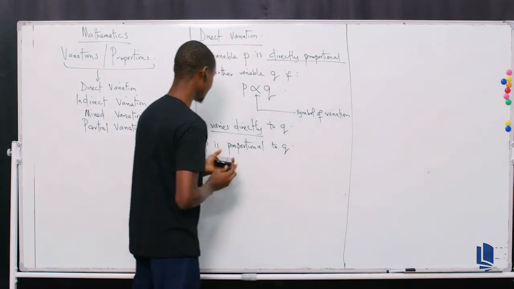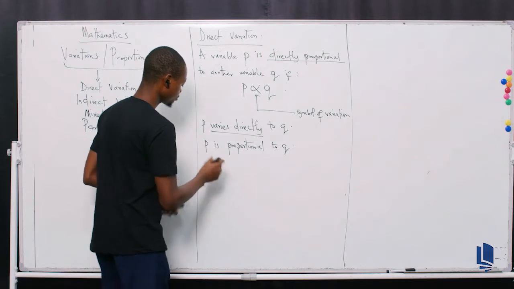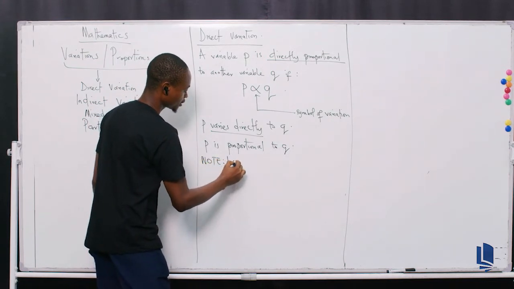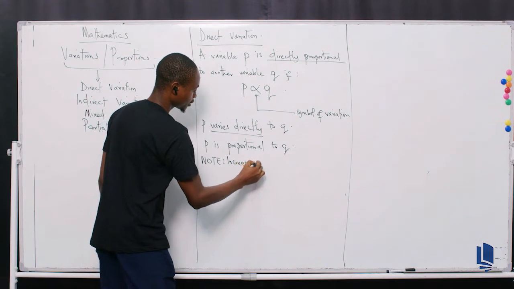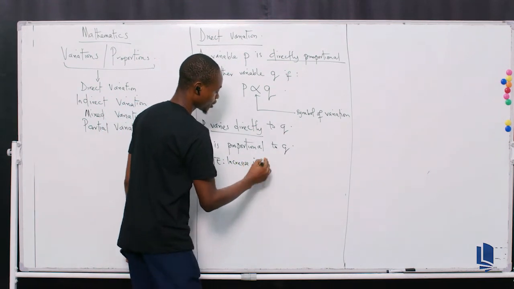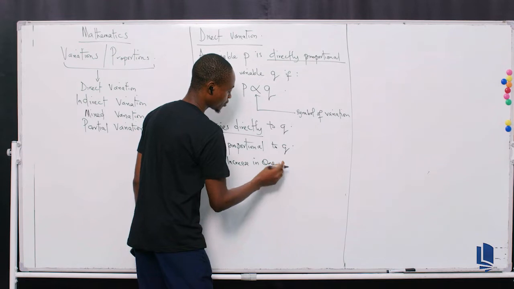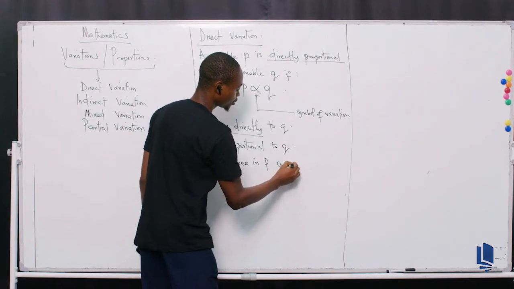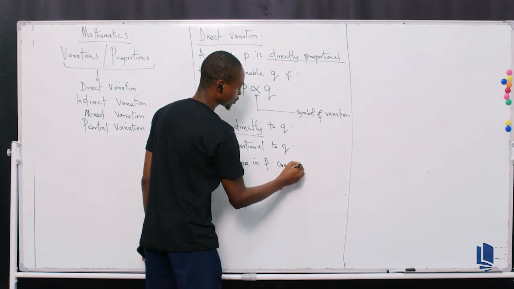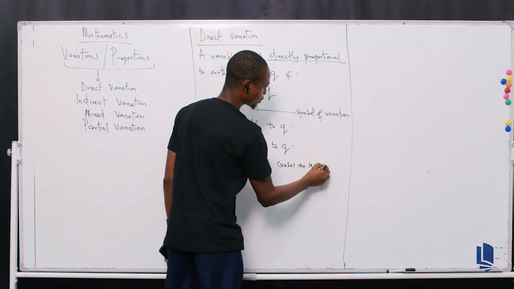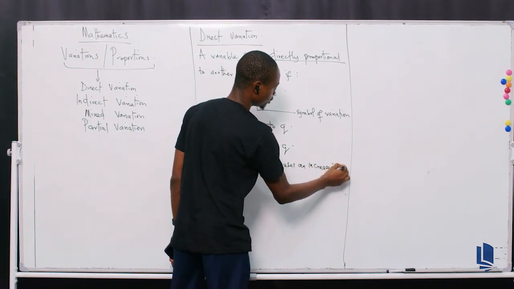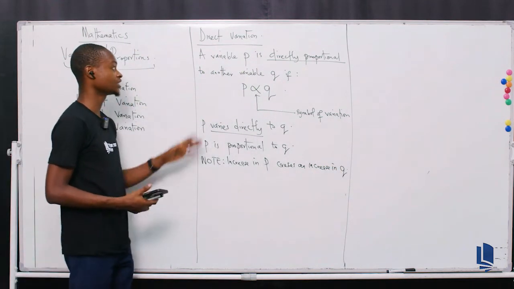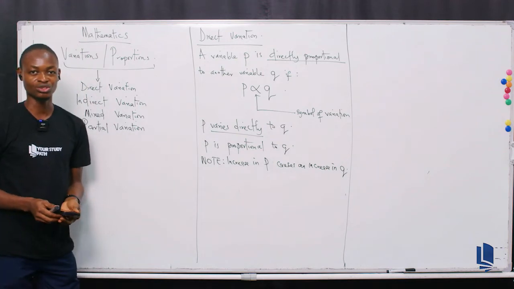So I'll write it as a note. Increase in one parameter, or let's use P, increase in P causes an increase in Q. So always keep this in mind as far as direct variation is concerned.